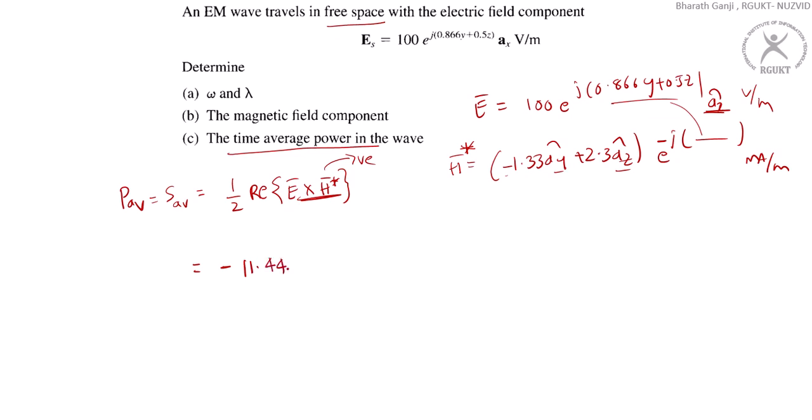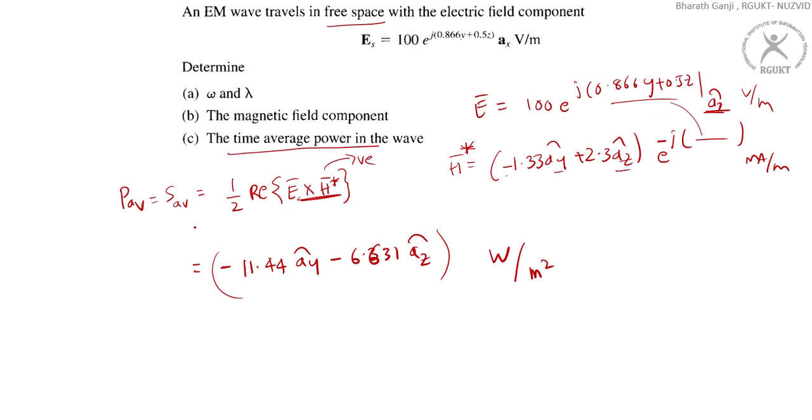11.44 times of ay cap minus 6.3631 times of az cap. Okay, so this is what you'll end up with, and this is watt per meter square, because it's a time average power density. So this is your average power.